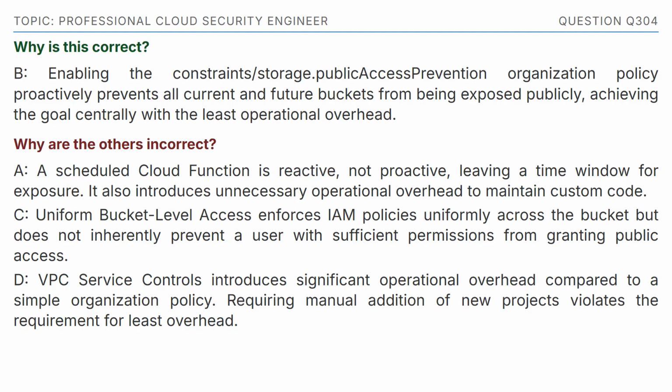Why are the others incorrect? A. A scheduled cloud function is reactive, not proactive, leaving a time window for exposure. It also introduces unnecessary operational overhead to maintain custom code. C. Uniform bucket level access enforces IAM policies uniformly across the bucket but does not inherently prevent a user with sufficient permissions from granting public access. D. VPC Service Controls introduces significant operational overhead compared to a simple organization policy. Requiring manual addition of new projects violates the requirement for least overhead.